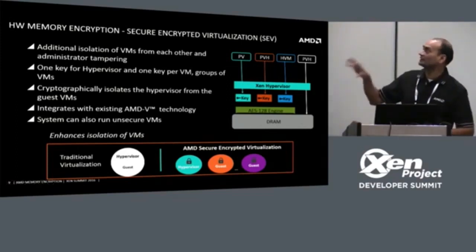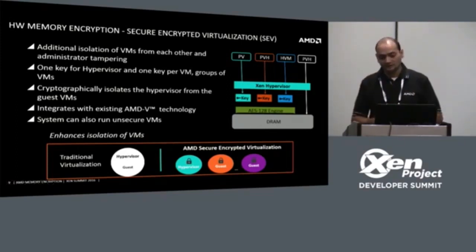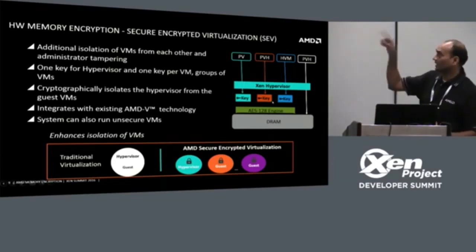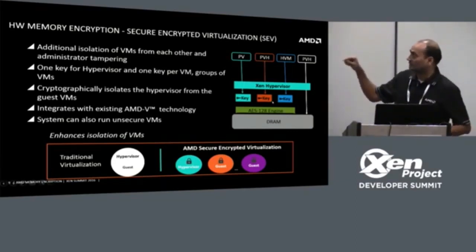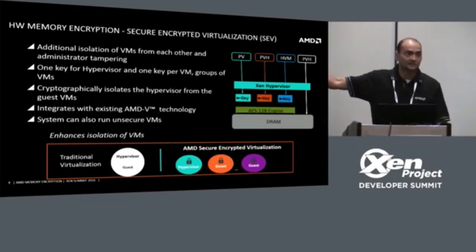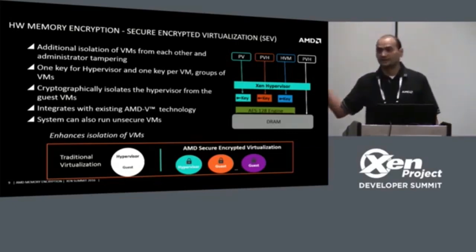The idea behind this is that the hypervisor is isolating these VMs, and SEV adds extra isolation, a cryptographic isolation from each other. So if somehow one of the guests breaks into the hypervisor and tries to access another guest's memory, it will not be able to do that, because that guest's memory is encrypted with a different key.